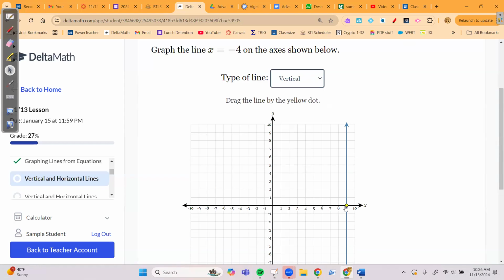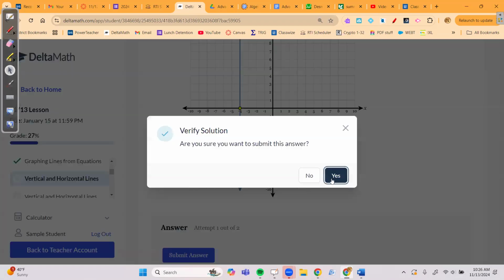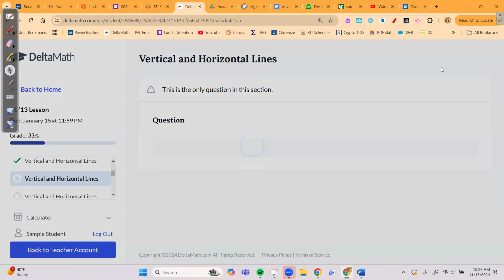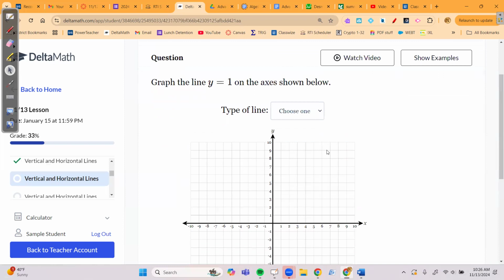Now it says just to drag the line, grab the yellow dot, and I'm going to hitch it right here at -4. And that's all you got to do for those. Thought it would be a good warm up to get this done on Delta Math first. And then we'll do some paper ones starting tomorrow.